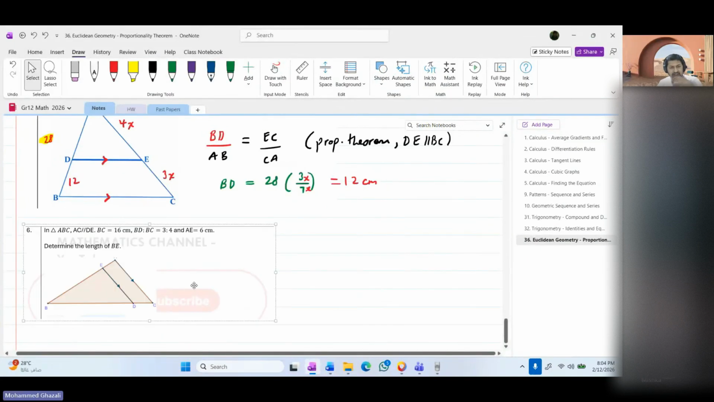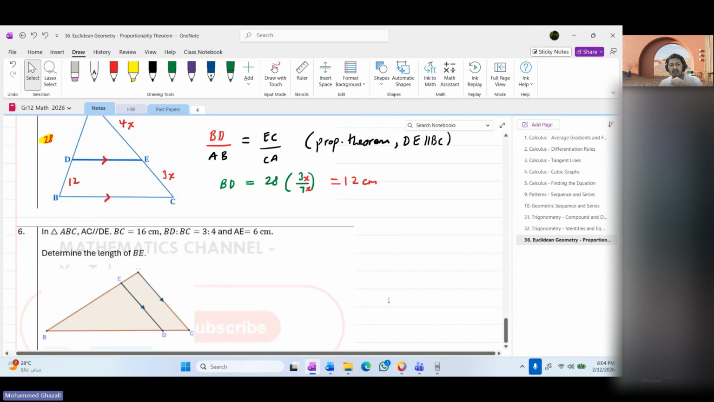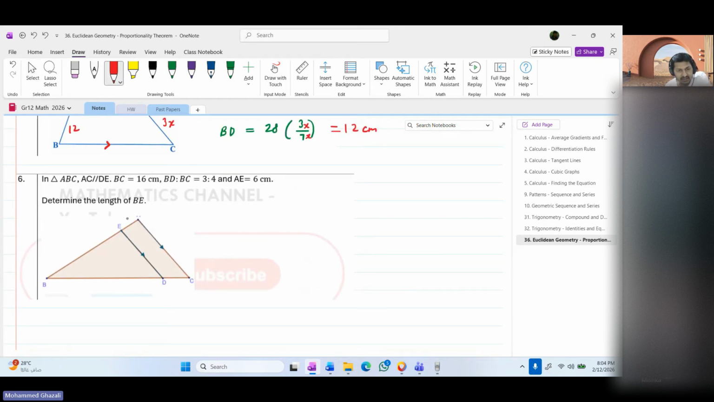So these are just basic diagrams. As long as you have a parallel line within a triangle, it's always the proportionality theorem. So in triangle ABC, A should be here.